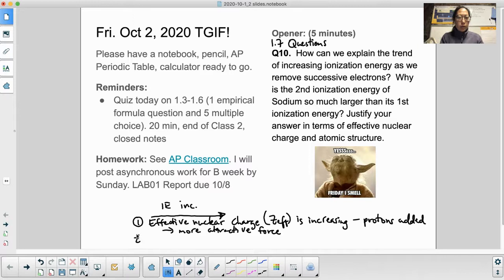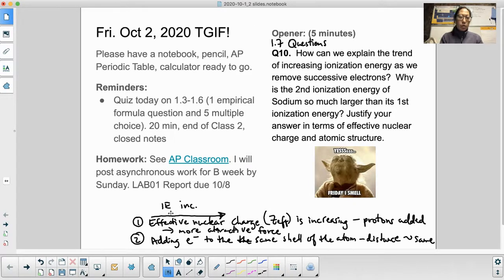All right, secondly, we are adding electrons to the same shell of electrons, to the same shell of the atom. We're not going out to a different shell, so the distance from the nucleus is relatively fixed, is about the same.